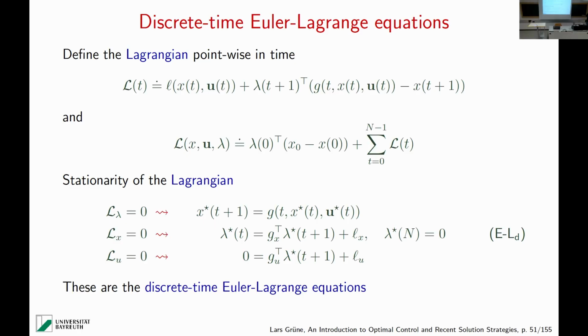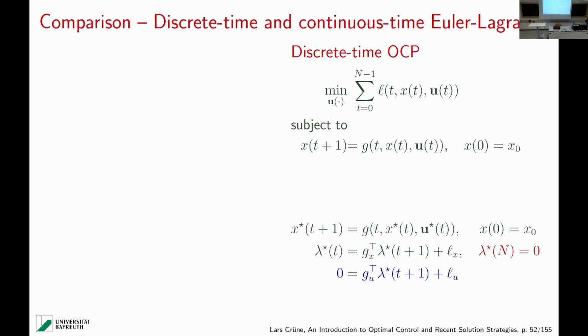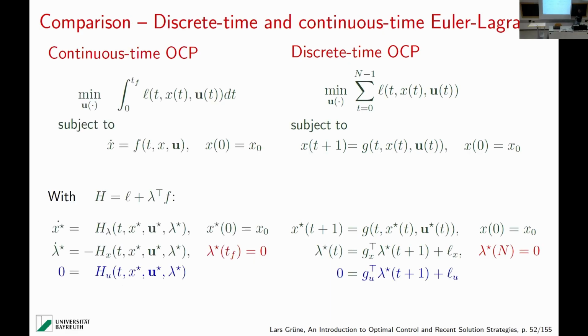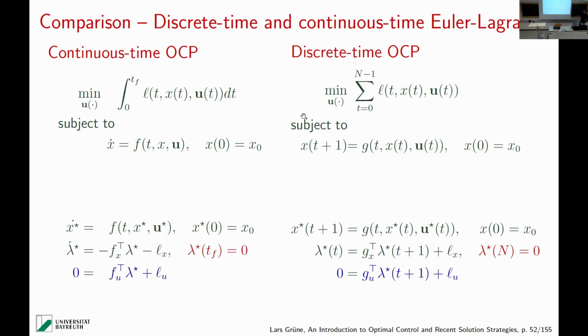And then the usual stationarity conditions that you may know from nonlinear optimization will give you these conditions here. And these are just the discrete time Euler-Lagrange equations. They really have very similar structure. This is, again, the same conditions in a nutshell. If you write them down for the continuous time with the Hamiltonian, then the similarity is not so obvious. But if we write it down as we had it in the first version without the Hamiltonian, then you see it's really the same, right?